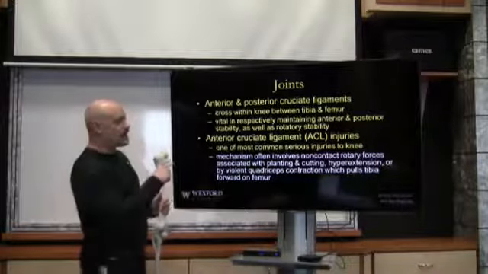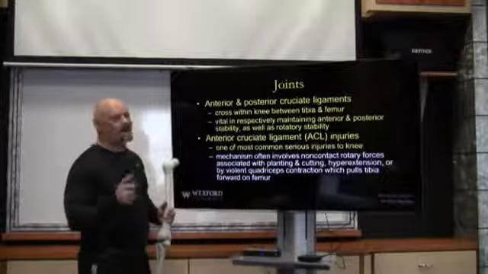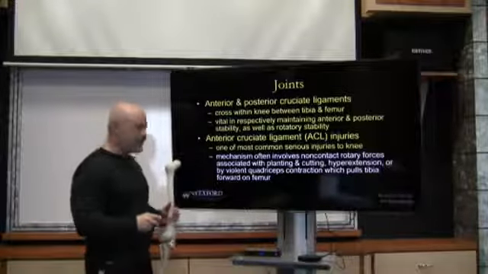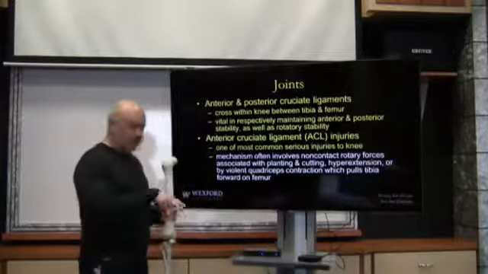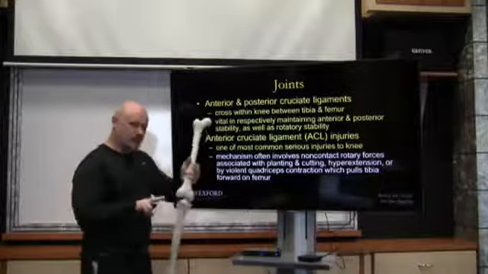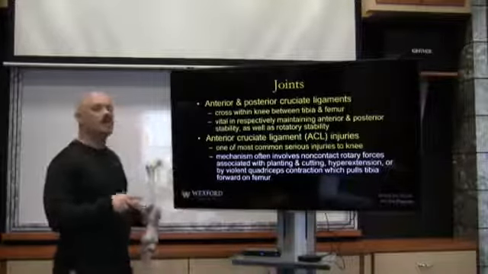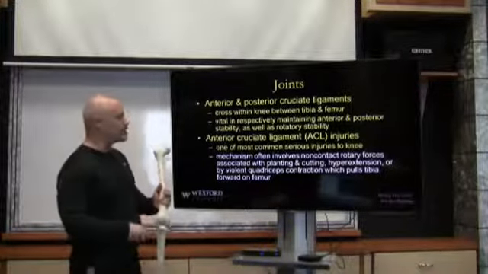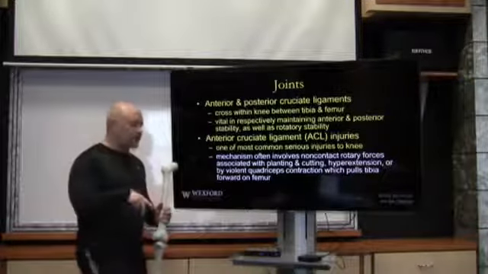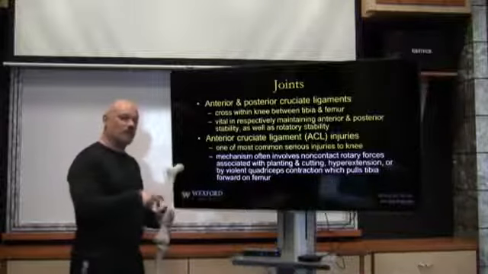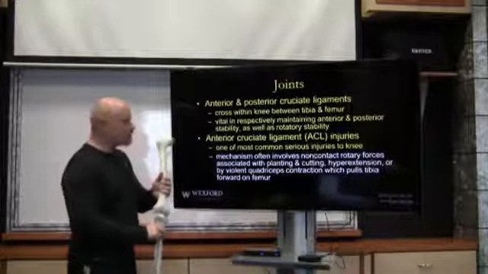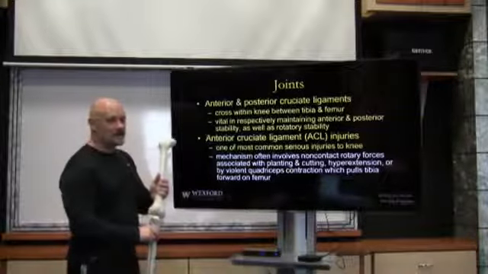Now the mechanism also involves non-contact rotary forces. We talked about that. Rotary force associated with planting and cutting. Hyperextension, when the knee hyperextends, that lower leg wants to shear forward or move forward over the femoral condyles, or by violent quadriceps contraction, which pulls the tibia forward on the femur. So the big thing is you get a lot of those injuries from these types of movement, non-contact rotary forces.